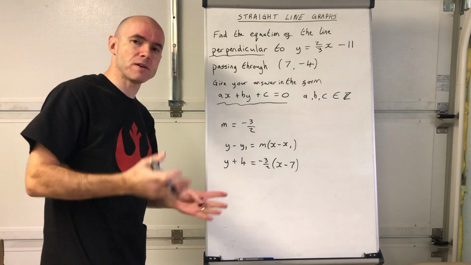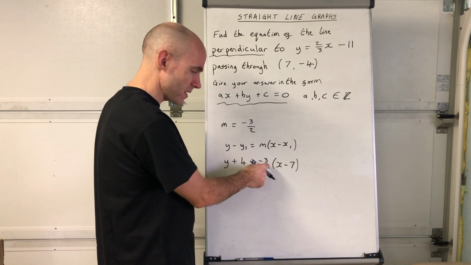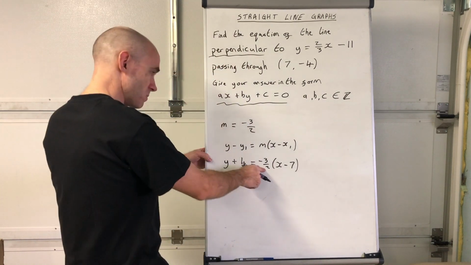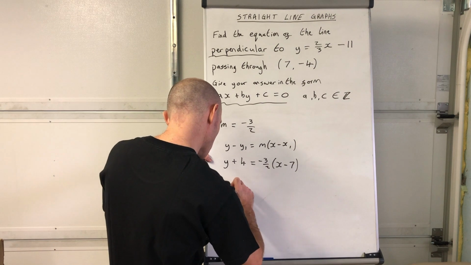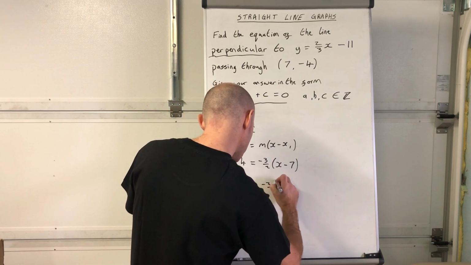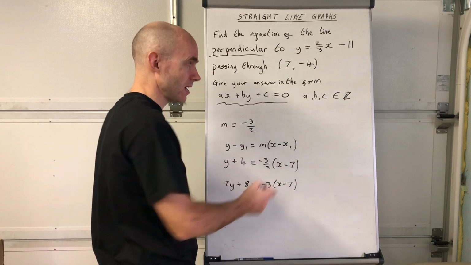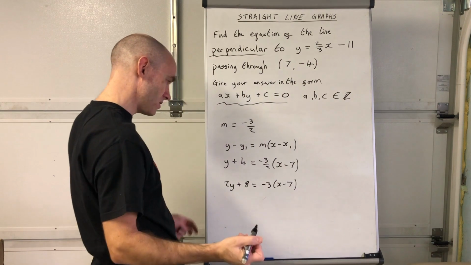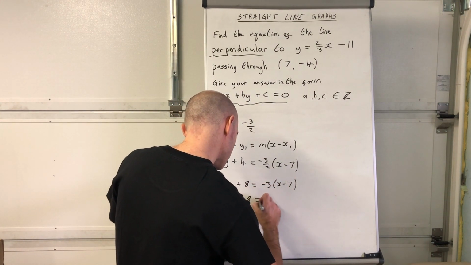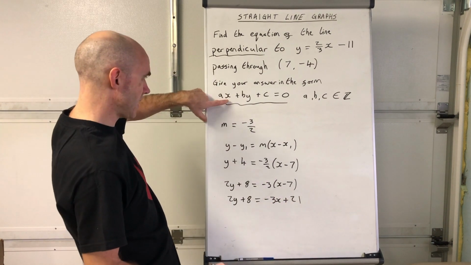So as with the previous example, when there's a fraction there, don't expand the brackets, just multiply both sides by the denominator, so that's 2. So multiply both sides by 2, we're going to get 2y plus 8 is equal to -3 times (x minus 7). Now we've got integers, you see, and we want our a, b and c to be integers. I'm going to expand the brackets next. 2y plus 8 is equal to -3x plus 21, and then just check again.